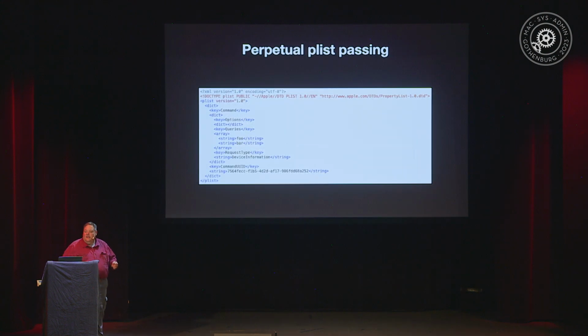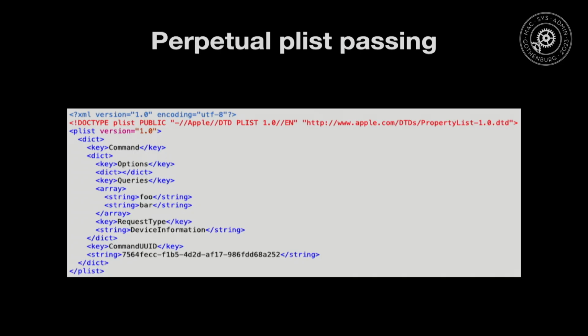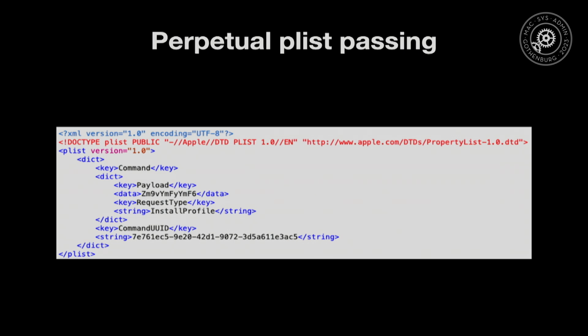Most traffic between a device and the MDM server it's enrolled with are going to be plists being sent back and forth. Depending on the contents of that plist, some of what's being passed will be digitally signed or encrypted. For example, this is what a request from an MDM server for a device inventory may look like. This is what a command from the MDM to install a certain management profile may look like.